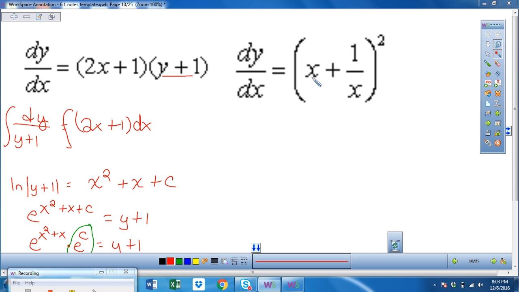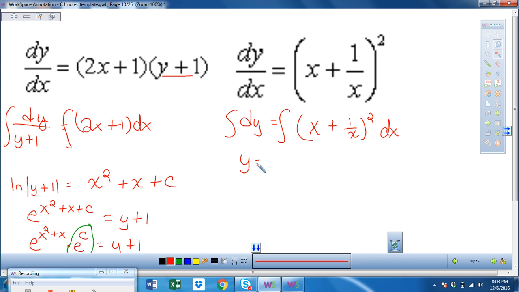So once again, we're going to do this problem, and we're going to separate our variables. So we have dy is equal to x plus 1 over x, quantity squared, dx. Integrate both sides. Yeah, that looks a little complicated. So what should I do with that? Well, I can't really use the u substitution. So you know what I'm going to have to do? I'm going to have to multiply this bad boy out.